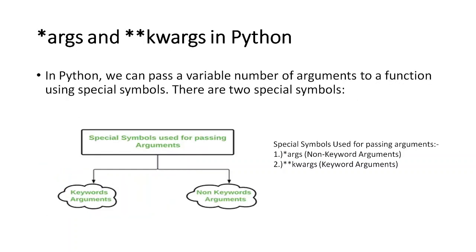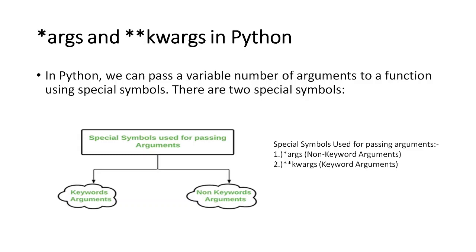There are some special arguments called single star args and double star kwargs. They are used for a specific purpose. Sometimes we do not know the number of parameters we want to pass. If I know the number of parameters, then I can mention it. But if the parameters may vary, then you can use star args.